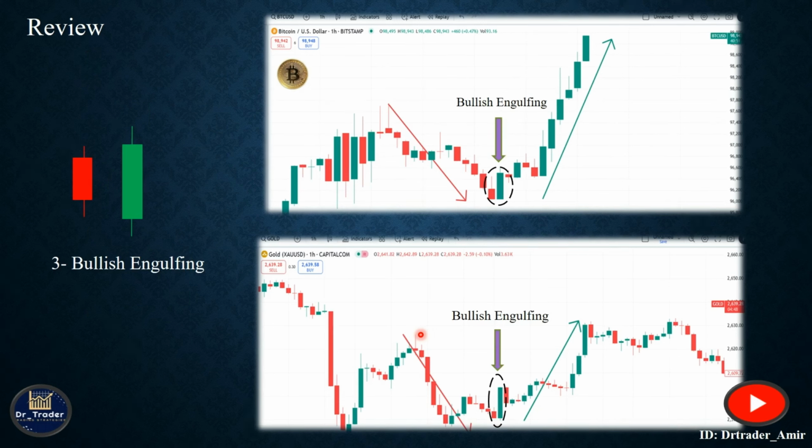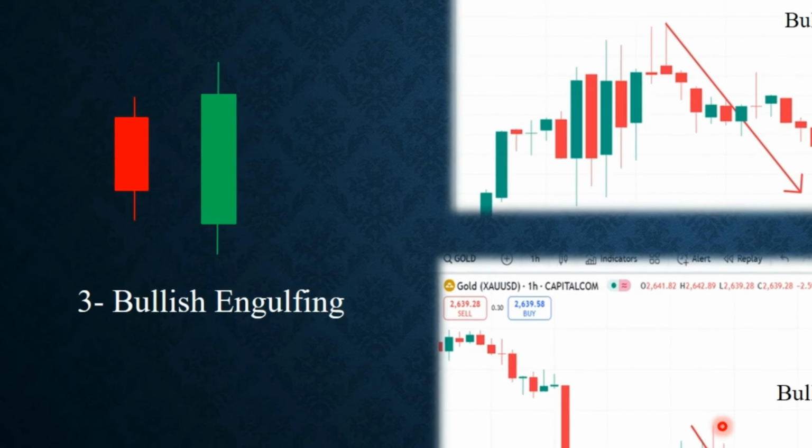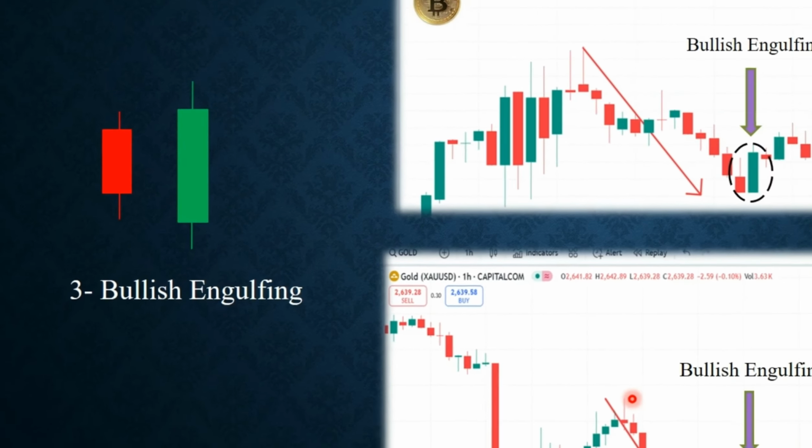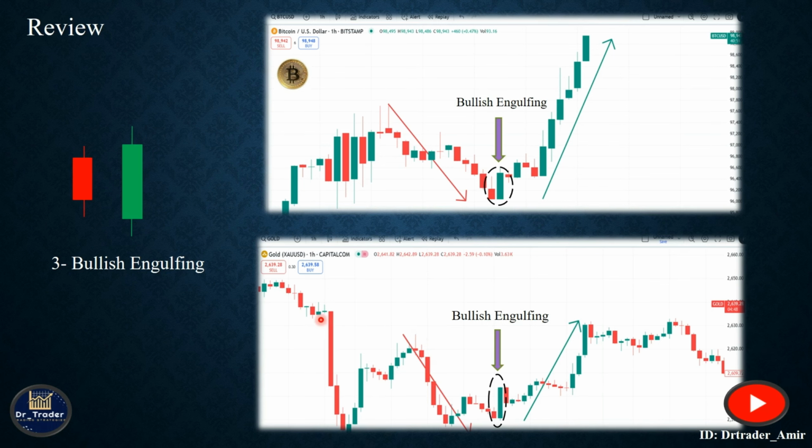Another candlestick pattern, which is so essential to know, is bullish engulfing. And also, I brought you two examples for this candlestick pattern to grasp the information more properly. Bullish engulfing means that the green candlestick should engulf the red candlestick entirely, which means that the buyers are much stronger than the sellers.